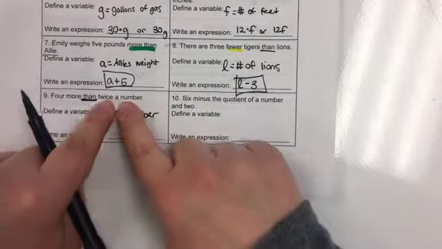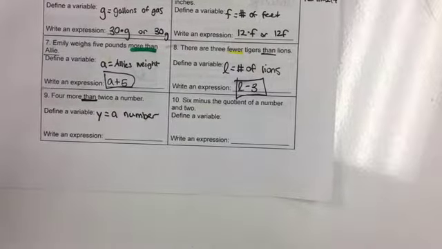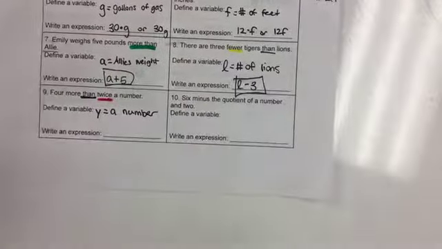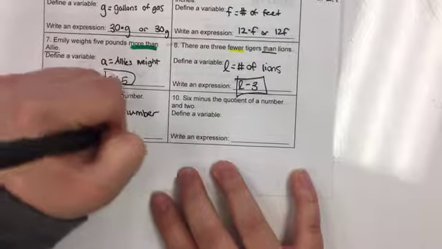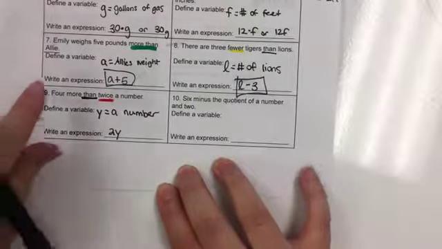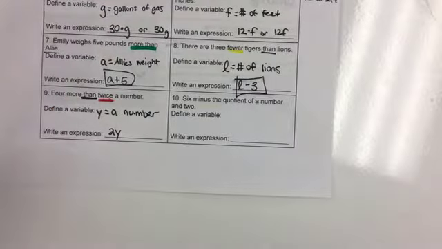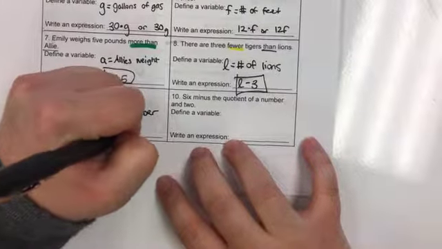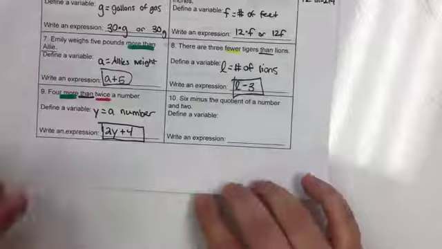So it says twice a number. Well, if we look at twice, twice is actually going to be one of our multiplication words, because we know we're going to be taking 2 times something. So in this case, we're going to be taking 2 times a number. A number is y, so 2y. And then we've got 4 more than that. Well, more is going to be one of our addition words. So what we're going to end up doing is adding 4 to that. So 2y plus 4 is your final expression.